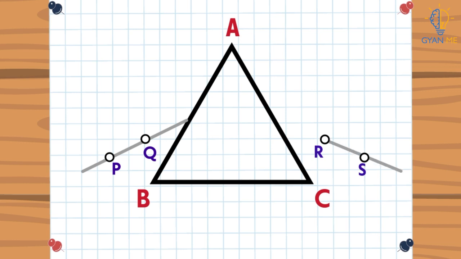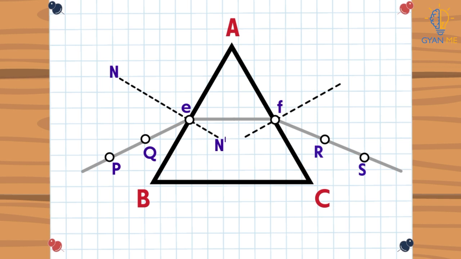So you'll get a new figure. Name this point as E, where the line PQ meets the edge of the surface of the prism. Similarly, join and produce the points R and S till the edge AC of the prism. Let these lines meet the boundary of the prism at F. Now join E and F. Draw perpendiculars to the refracting surfaces AB and AC respectively and name them NN' and MM' on AB and AC.